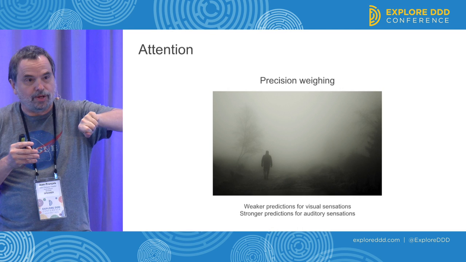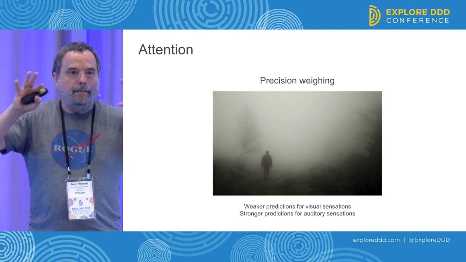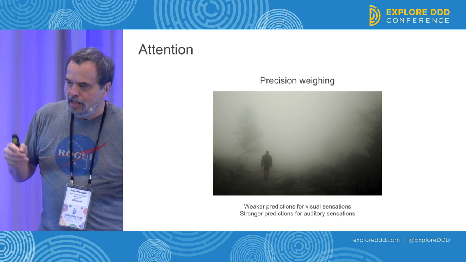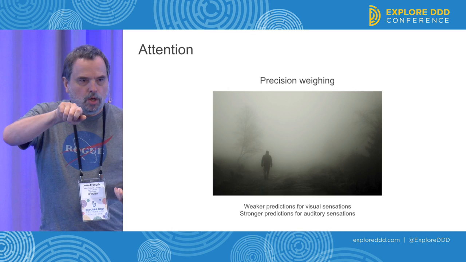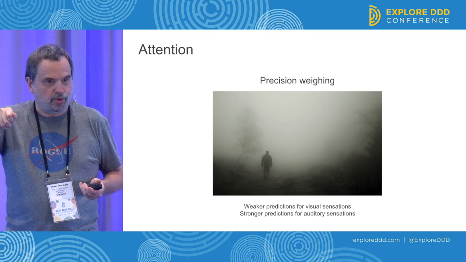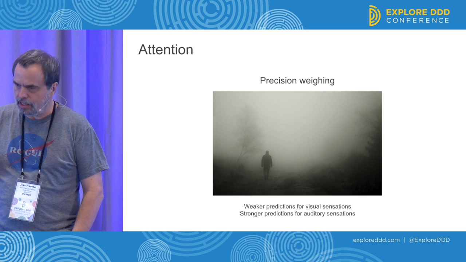Basically, you're saying, I'm seeing weird stuff, but I don't pay attention to it, but I'm going to listen very closely for the sound of my dog. And that's the notion of precision weighing, which basically has your brain, given context, kind of turn down the volume on certain prediction errors and turn up the volume on other prediction errors. And that turns out to be a really important aspect of predictive processing. So that's another part of the domain of predictive processing.